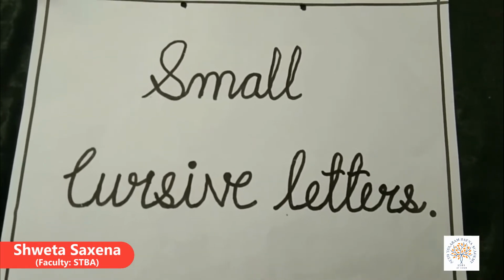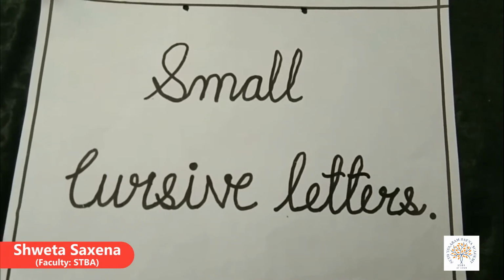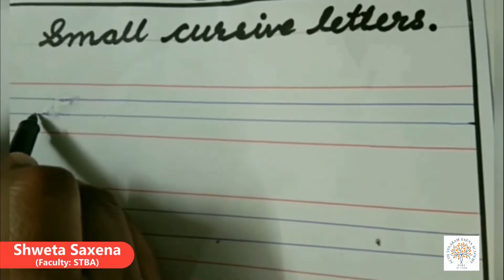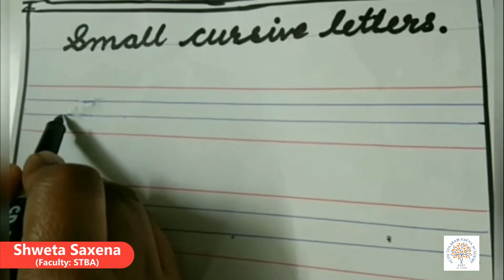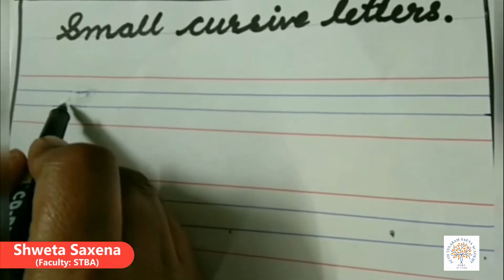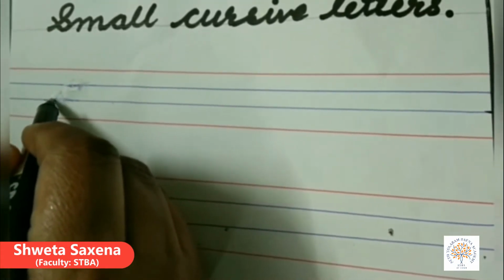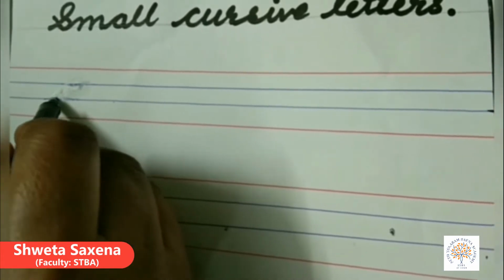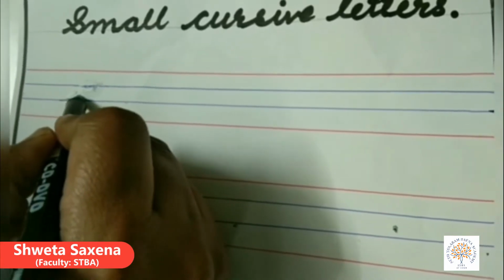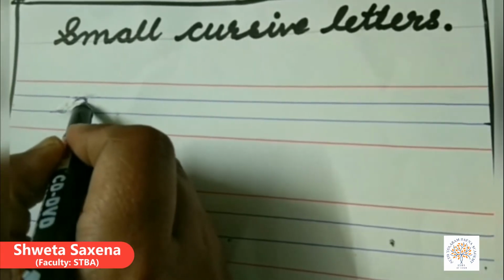Let's start with the pattern we follow to draw the letters. Students, as I told you, every small cursive letter starts from the third line. So we follow the pattern and write like this. First come to the third line, then go to the second line and make a curve like this.